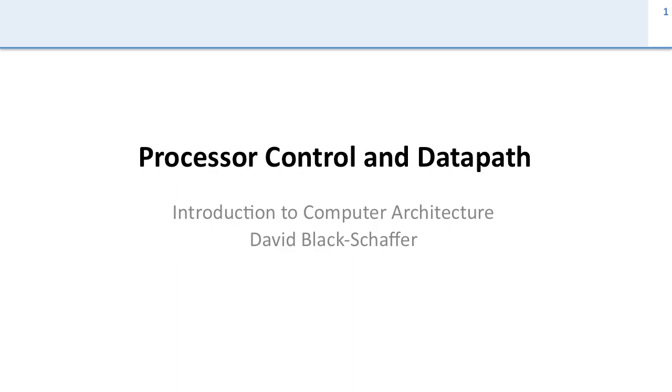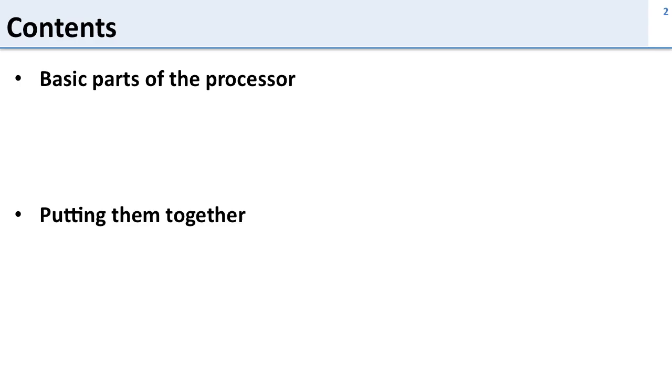So in this lecture, we're going to talk about processor, control, and data path. That is, how do we actually build the processor, and how do we control the parts that we've built? So there are two basic parts of this lecture. The first part is going to be what are the pieces in the processor, and the second part is going to be how do we put them together.